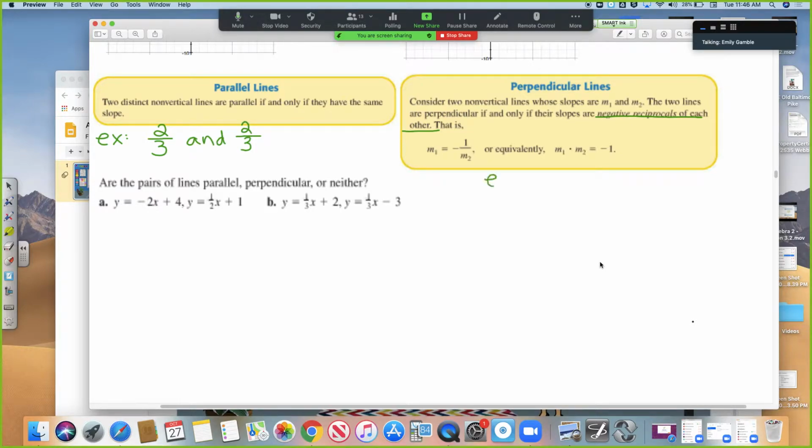For example, if I had a slope like -3/5, let's say, the negative reciprocal of this, you would flip it upside down, and whatever it is, if it's negative, you would make it positive. If it was positive, you would make it negative. What would be the perpendicular slope with the slope -3/5?